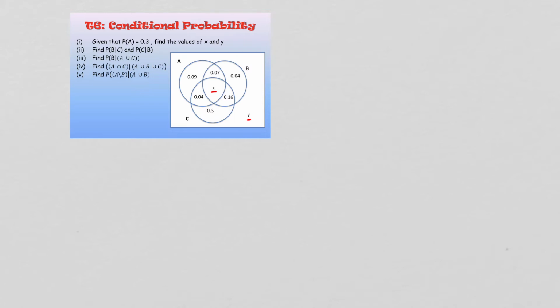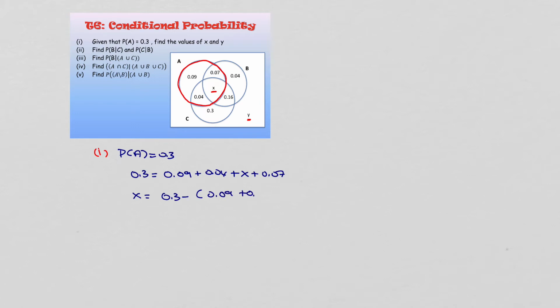Now we're told that the probability of A is 0.3. So if I circle the set A, that means that everything inside there is 0.3. So therefore I can see that we have to find x. So that means that 0.3 must equal 0.09 plus 0.04 plus x plus 0.07. So if we get x on its own, what I have is 0.3 minus (0.09 plus 0.04 plus 0.07). And therefore that gives me a value for x to be 0.1.